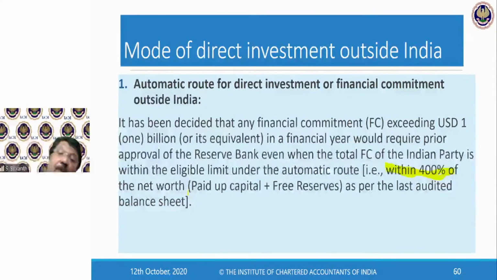So suppose the total is less than 1 billion and within 400%, then no problem. But if it is exceeding 1 billion, then prior approval of RBI is needed, even if it is within the 400% limit. Be clear with this, because again, a smart student will think granular, not try to mug up everything. He will think, what is the crux of the topic? Know that well, go for the exam. It's my suggestion.